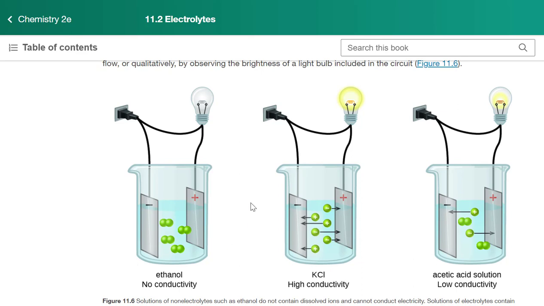If you have a non-electrolyte solution and you do this, you get no current at all, and the light bulb would not turn on. If you have a strong electrolyte, you get a very high conductivity. The light bulb turns on all the way. And if you get a weak electrolyte, you get less conductivity and it only turns on dimly.